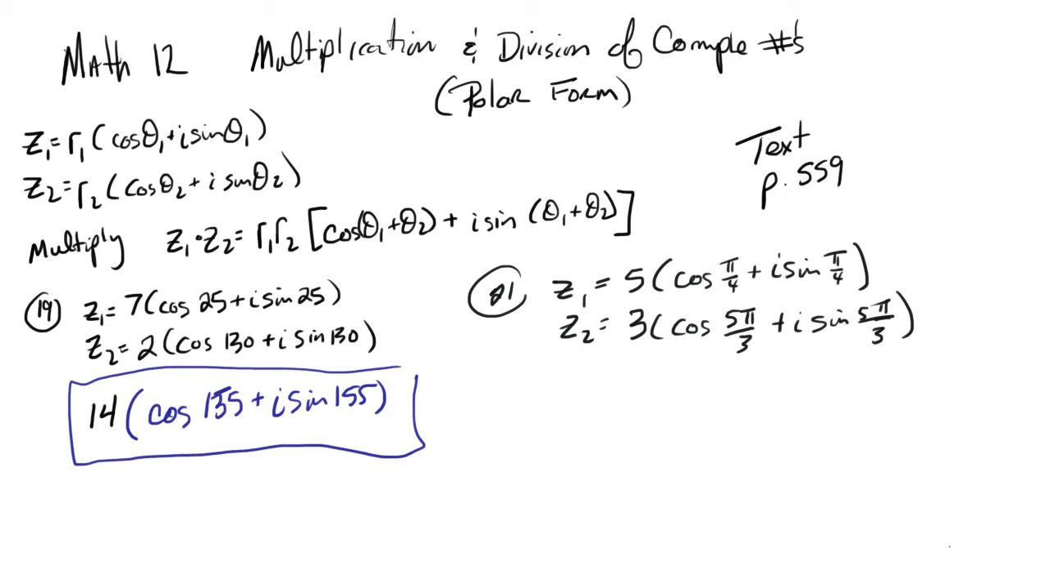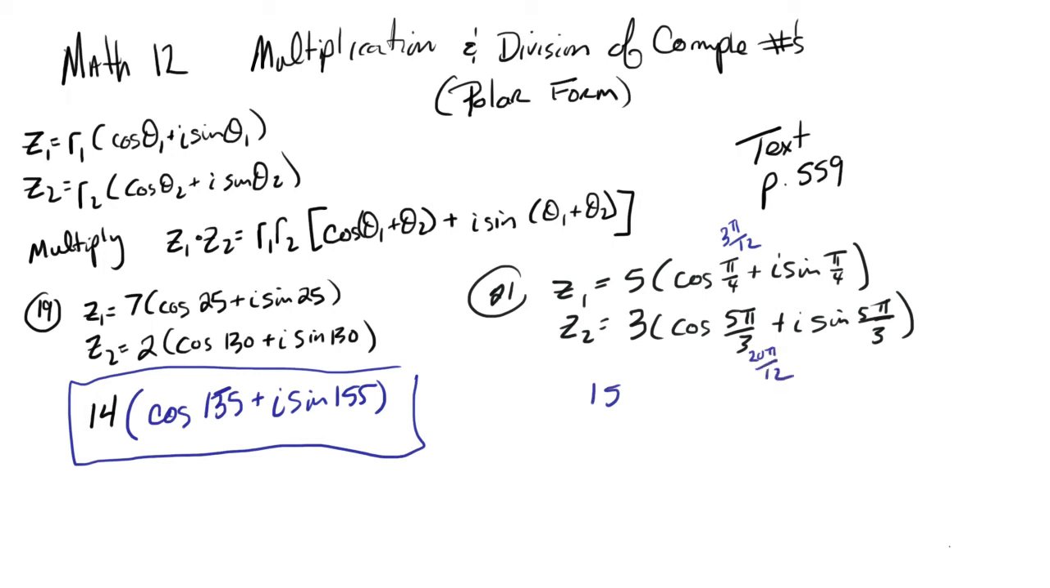Five times 3 is 15. Now, let's think about this. So I've got to make this 12ths. So this would be multiply top and bottom by 3. So this is really 3 pi over 12. And this guy down here, I would multiply. So that would make 20 pi over 12.